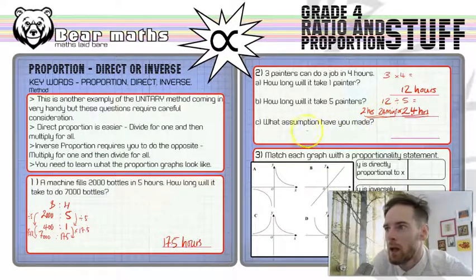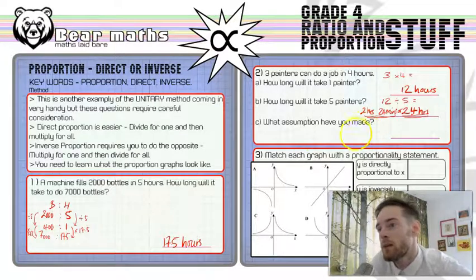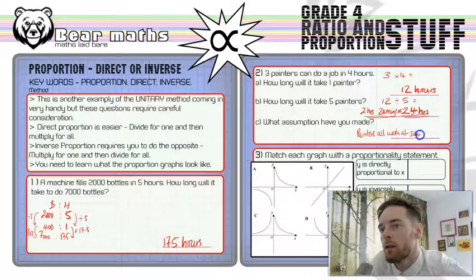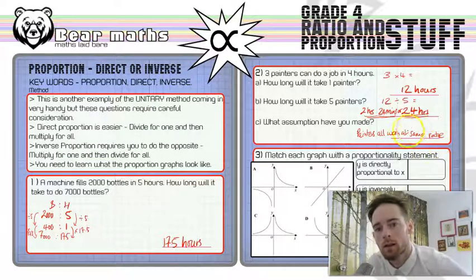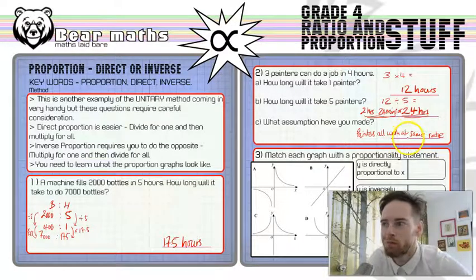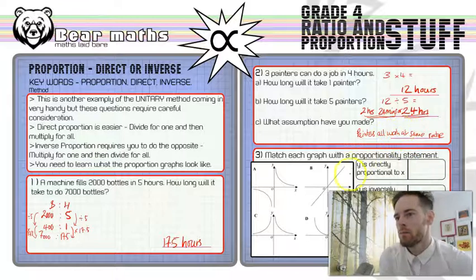Now what assumption have you made? Well, the assumption in these instances is that the painters all work at the same rate, which in reality is not likely, is it? It's not likely you're going to get 5 people that all work at exactly the same rate. It's just not normal.